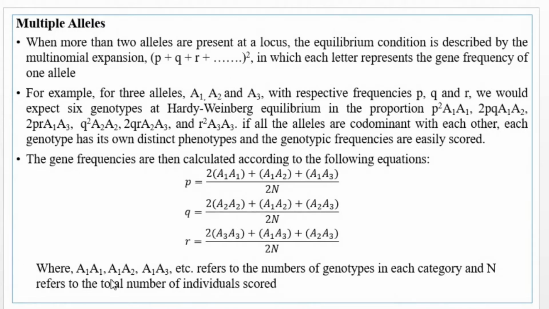Where A1A1, A1A2, A1A3, etc. refer to the number of genotypes in each category, and N refers to the total number of individuals scored. So in this way, if a gene is governed by multiple alleles, we can compute how the gene frequencies are present in that population and what kinds of genotypes will be produced by the mating system. In this way, we can easily calculate these things.